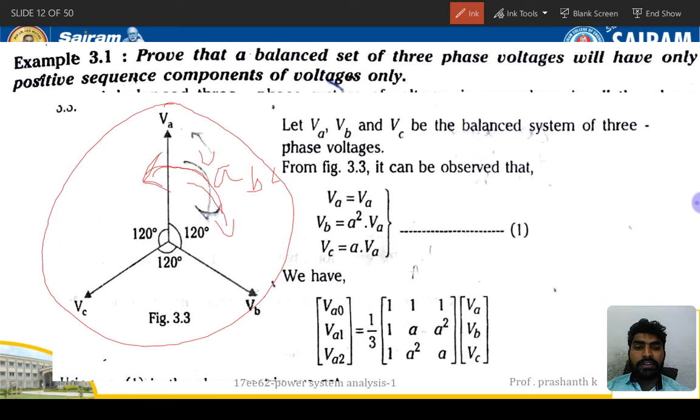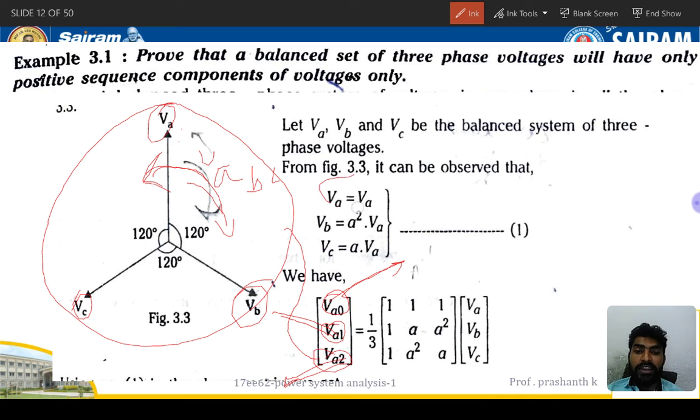So let VA, VB, VC be the balanced three-phase system voltages, and VA0, VA1, VA2 are the symmetrical phase sequence components. This is the negative sequence, positive sequence. This is the zero sequence. This is the positive sequence, this is the negative sequence.